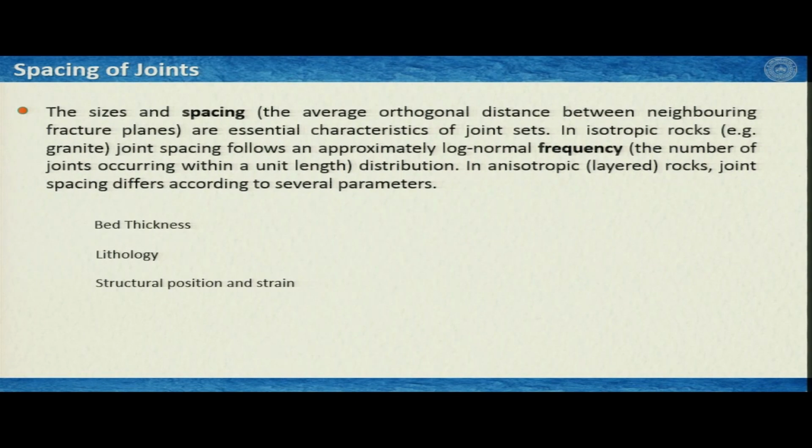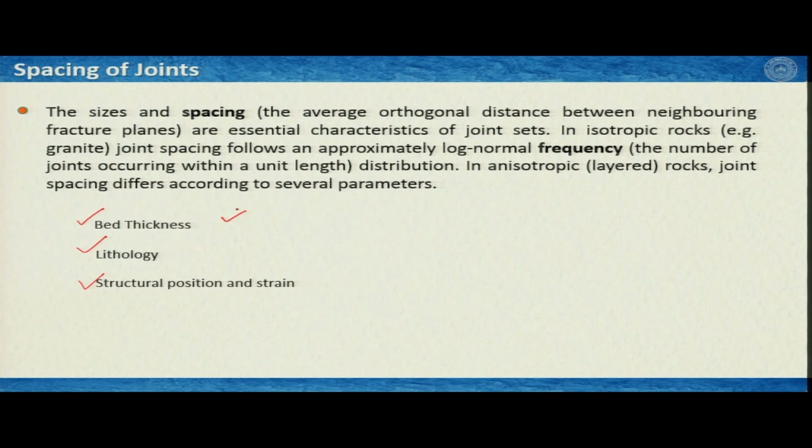Now, spacing of the joints: what controls the size and spacing? The average orthogonal distance between neighboring fracture planes is an essential characteristic of joint sets. In isotropic rocks, for example granites, joint spacing follows an approximately log normal frequency distribution, the number of joints occurring within a unit length. In anisotropic layered rocks, joint spacing differs according to several parameters, mostly controlled by bed thickness, lithology and structural position along with the strain.